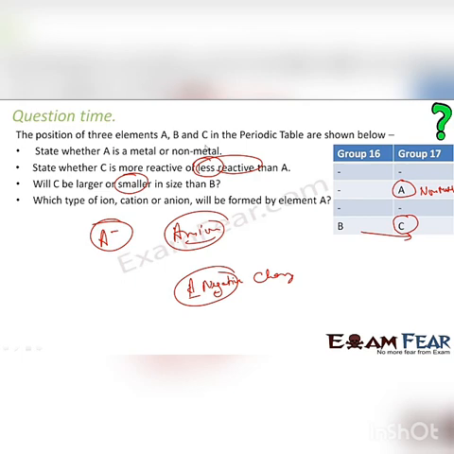So this guy is a non-metal because it is in group 17. C is less reactive because as you go down, the atom size increases and the power of C to attract electrons decreases. C is smaller than B because the shells are the same, and compared to B, C has more power to attract electrons and the size will shrink. Since A is a non-metal, it will gain an electron, become A minus, and that is an ion.